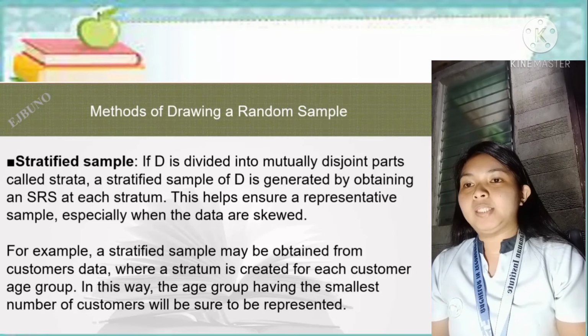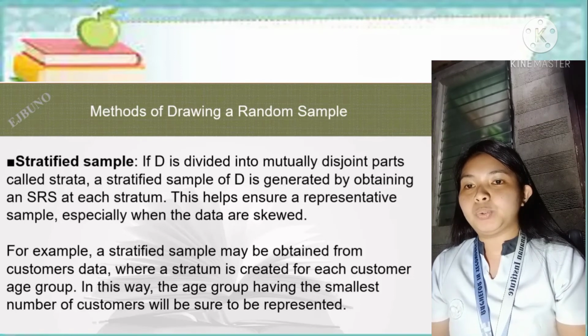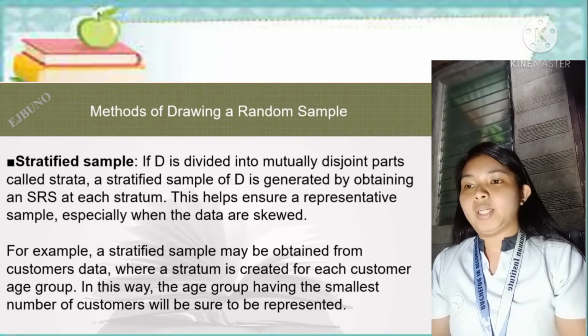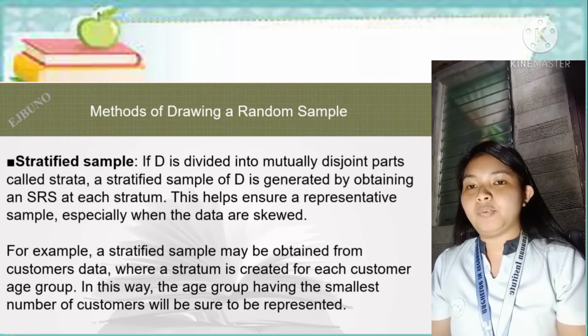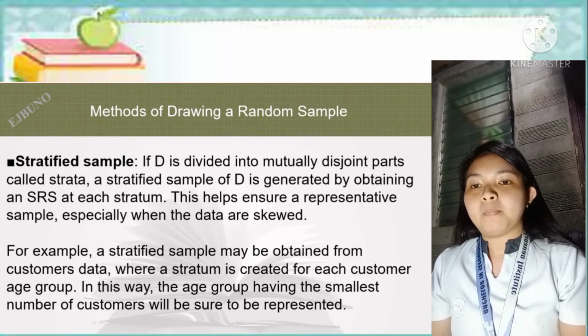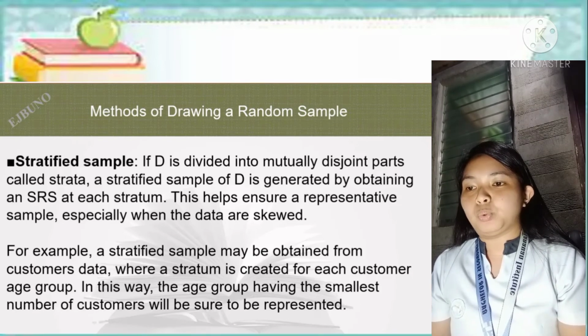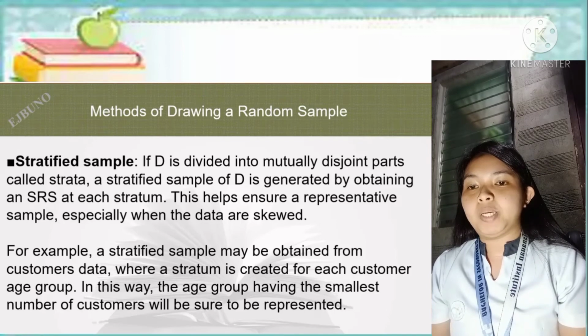Stratified sample. If D is divided into mutually disjoint parts called strata, a stratified sample of D is generated by obtaining an SRS at each stratum. This helps ensure a representative sample, especially when the data are skewed. For example, a stratified sample may be obtained from customer data where a stratum is created for each customer age group. In this way, the age group having the smallest number of customers will be sure to be represented.